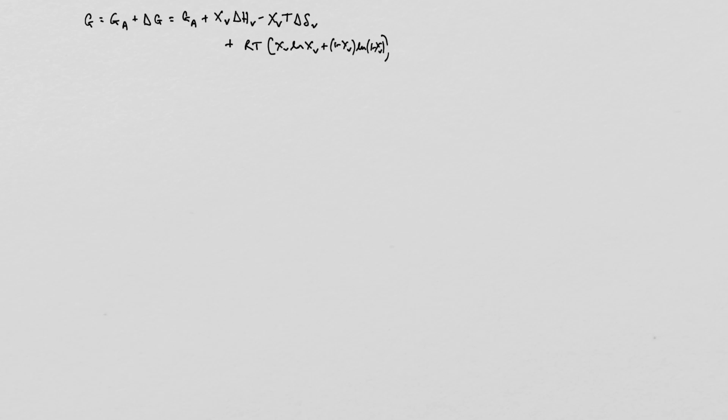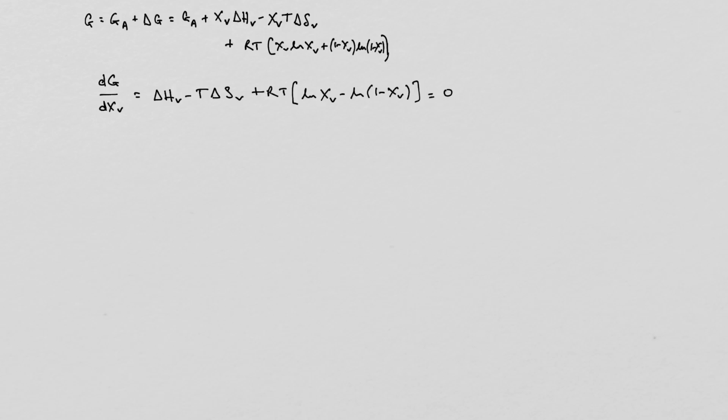There's our expression. Okay, so if I want to find out how many vacancies are in there, I want to minimise the free energy with respect to the vacancy concentration. So that's going to give me delta HV minus T delta SV plus RT, taking the derivative of that expression gives me that. And I want that to be 0.